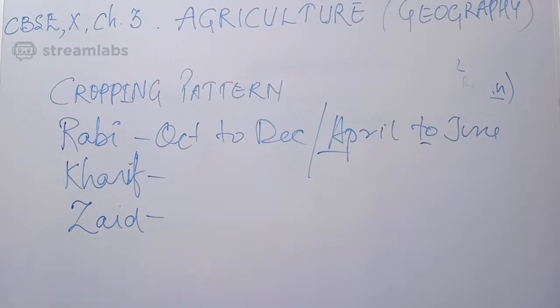Now the next point is where these crops are mostly grown. ये crops कहाँ पे होते हैं? अगर हम लोग wheat की बात करते हैं, गेहूं की बात करते हैं, तो सबसे पहले किसका नाम आ जाता है? पंजाब. These crops are mostly grown in Punjab, Haryana, Uttarakhand, Himachal, Jammu and Kashmir and Uttar Pradesh.